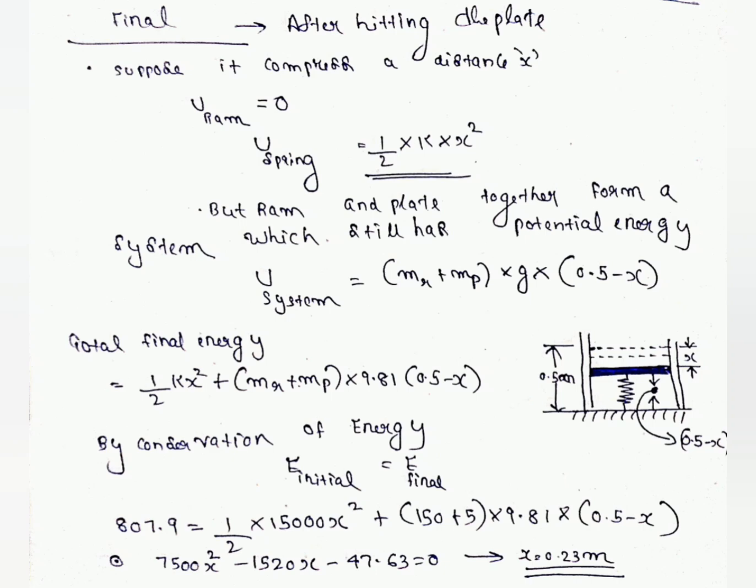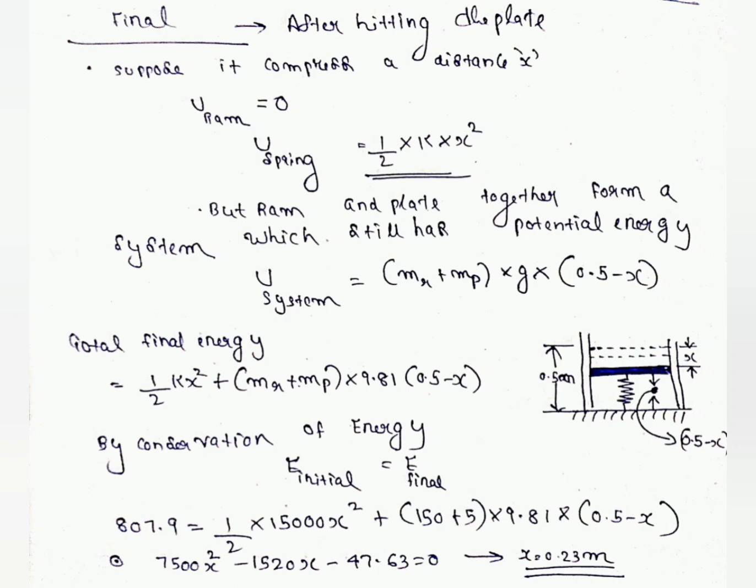So for that x value, you get a quadratic equation. After solving that, I got the value: x is equal to 0.23 meter. So that's the final deflection, or the compression in the spring, after the collision of ram and plate. Okay, this is the way to solve this problem.